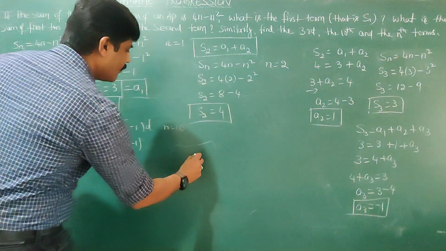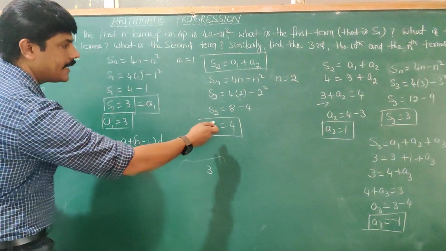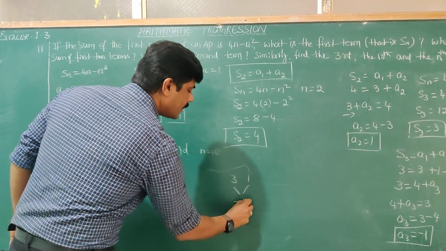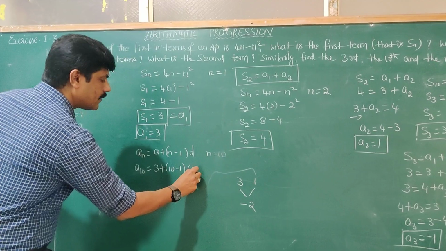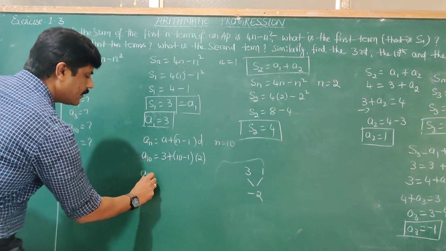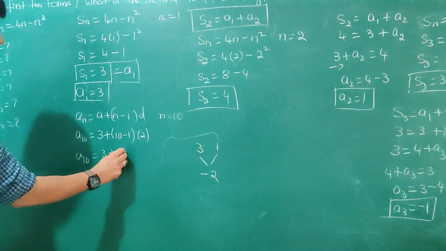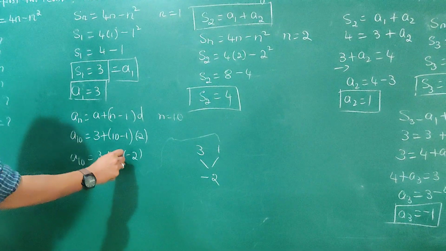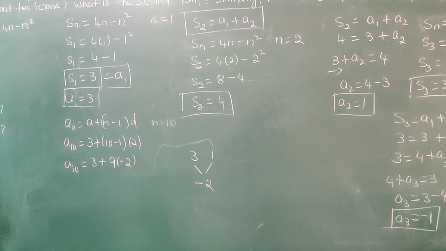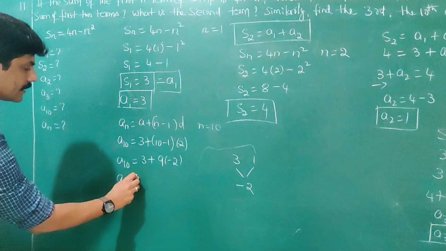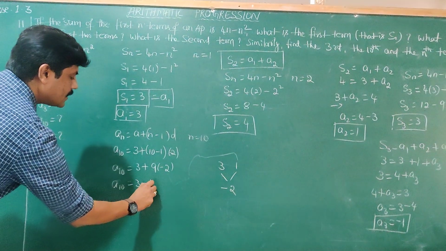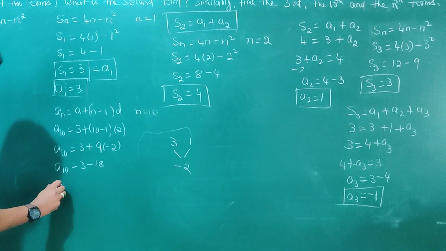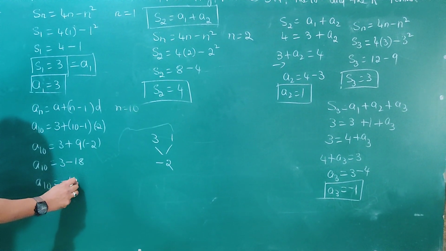What common difference we found? For example, see here, first term is 3 and second term is 1. What is the common difference? Common difference is minus 2. Here substitute minus 2. A10 is equals to 3 plus 9 into minus 2. A10 is equals to 3 minus 18. A10 equals to minus 15.